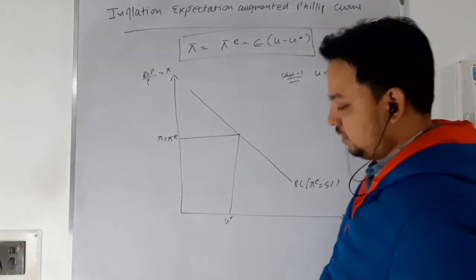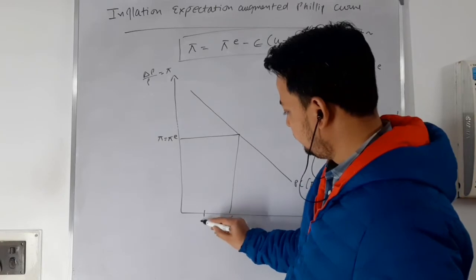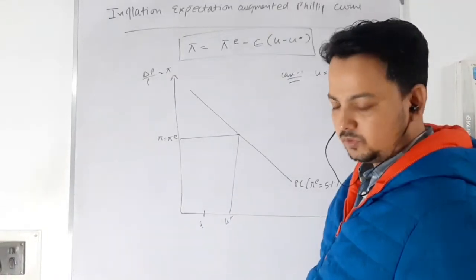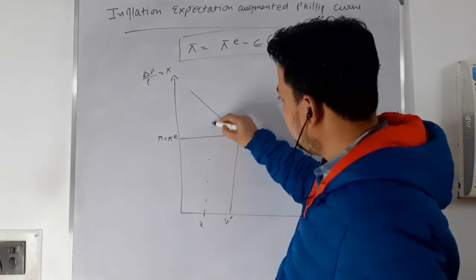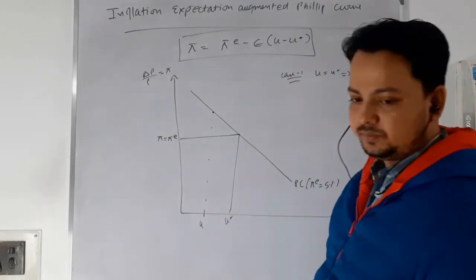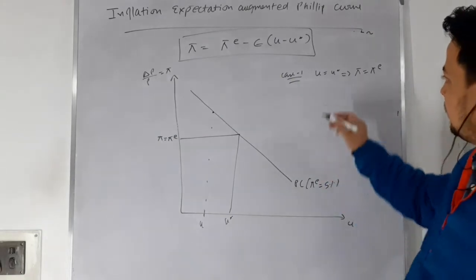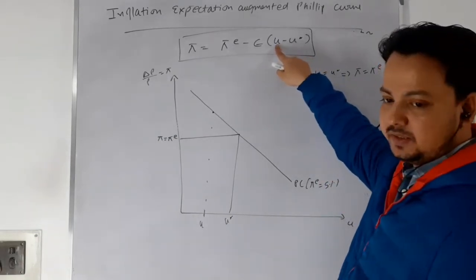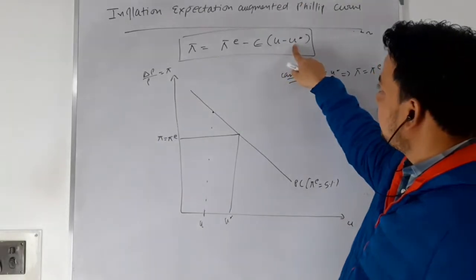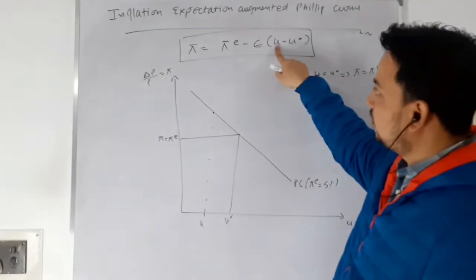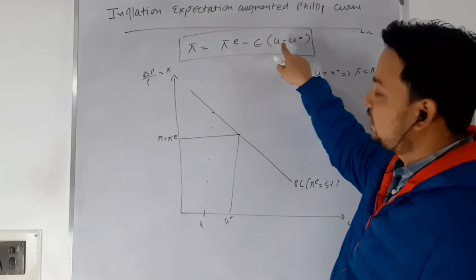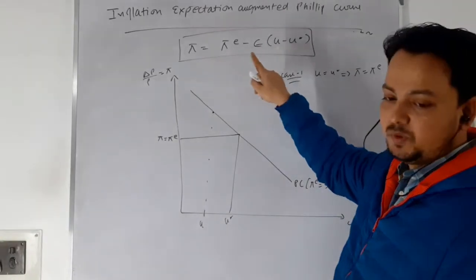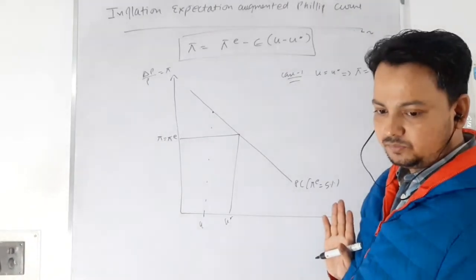Now look at this one here. Unemployment is less than the natural rate. What happened here? Unemployment is less than the natural rate. That means u star minus u is positive, so this term is positive, and it is added to pi e. What will happen? Actual inflation in the economy will be more than expected inflation.